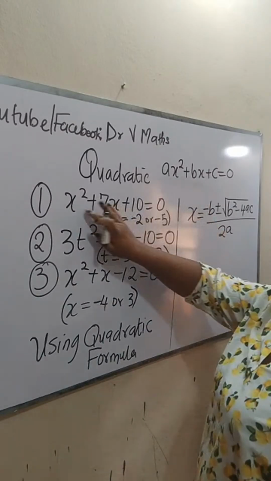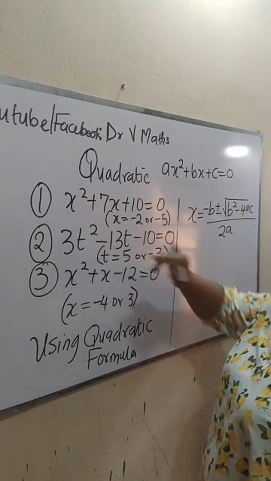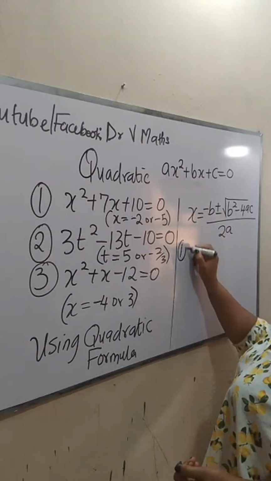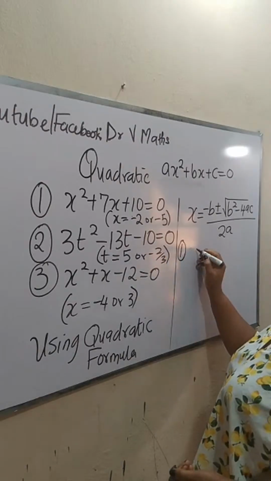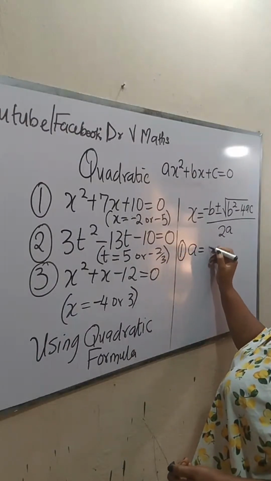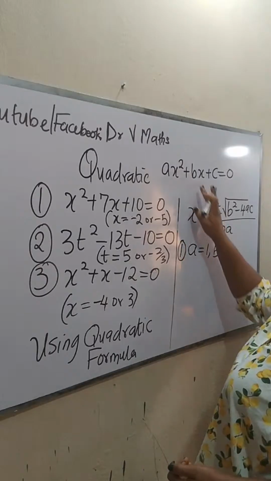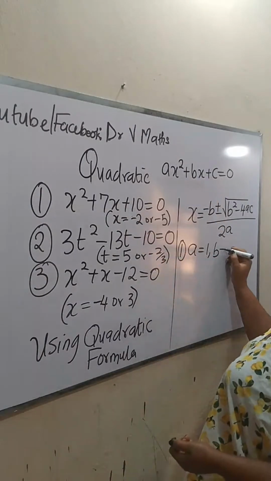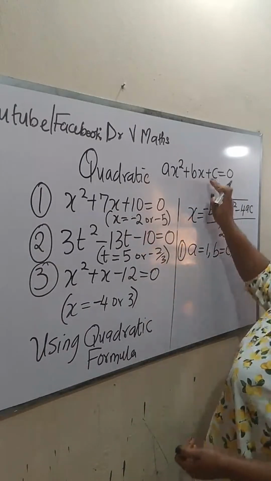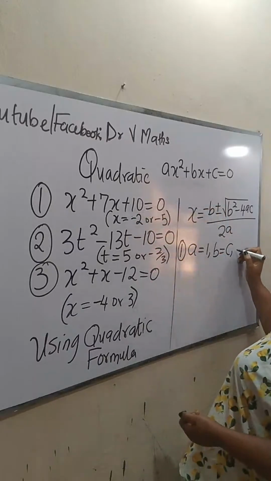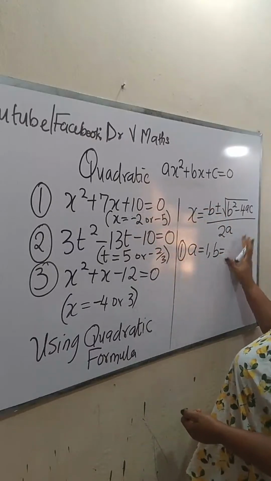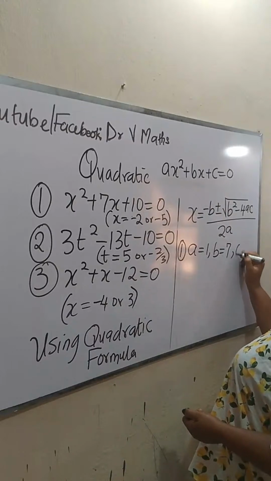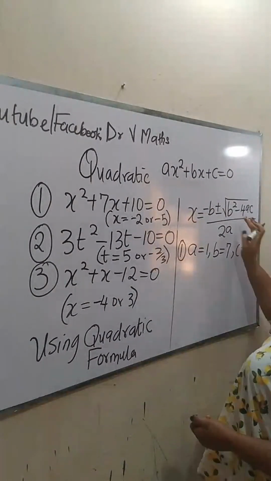So from here, the coefficient of x squared is 1. Solving the first one. All right. The coefficient of x, A, is 1. The coefficient of B is 7, so B is 7. And the coefficient of C is 10, so C is equal to 10. So I'm going to input it here.